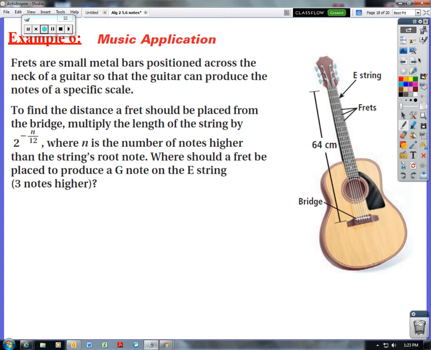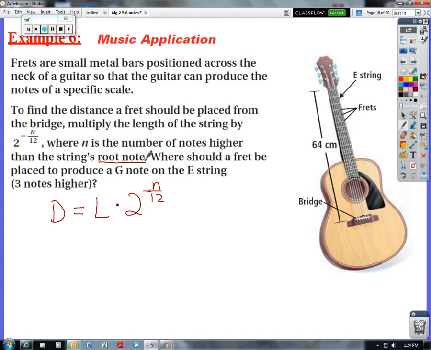Frets are small metal bars positioned across the neck of a guitar so that the guitar can produce the notes of a specific scale. To find the distance a fret should be placed from the bridge, multiply the length of the string by this 2 to the blah, blah, blah. So you're going to have the distance equals the length of the string times 2 to the -n/12. They didn't come right out and write that for us, but I'm translating it into that. N is the number of notes higher than the string's root note.